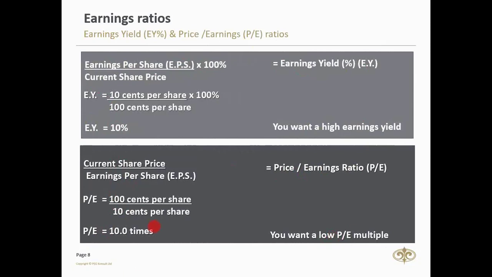Now let's say, for example, the share price drops to 50 cents. So 10 divided by 50, what would my earnings yield be? In this scenario, it would be 20%. And also in this scenario, if the price drops to 50 cents divided by 10, my PE ratio would be 5. So if the share price dropped, it would be a screaming buy just based on those two financial ratios.